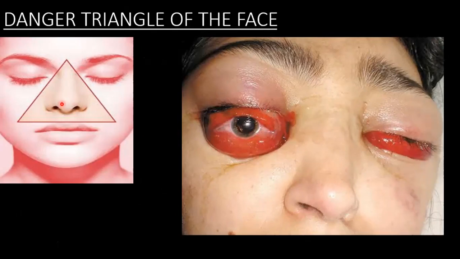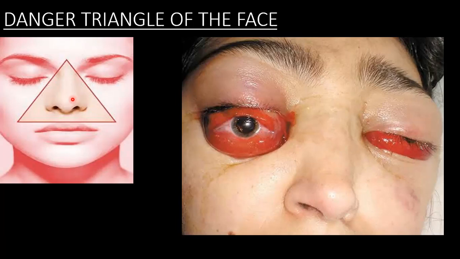This is what I was telling you, the danger triangle of the face, or the death triangle. Why? Because infections in this area, which you can see here, are drained by the facial vein, and the facial vein in this area can communicate either with the superior ophthalmic vein via the angular vein, or with the pterygoid venous plexus via the deep facial vein. Remember, the superior ophthalmic vein will drain directly into the cavernous sinus, and if there is an infection, it will lead to cavernous thrombosis.